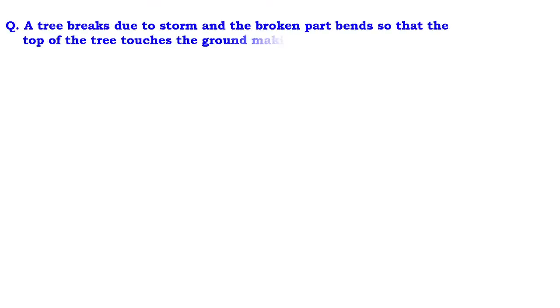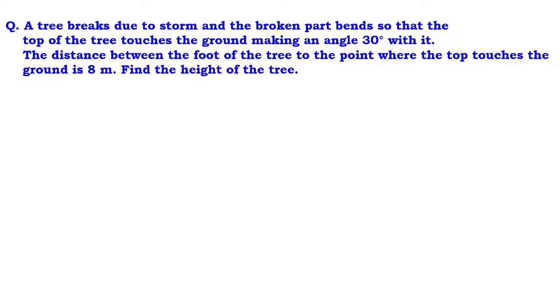Okay, ready now? Few more tough questions now. Ready? A tree breaks due to the storm and the broken part bends so that the top of the tree touches the ground, making an angle of 30 degrees with it. The distance between the foot of the tree to the point where the top touches the ground is 8 meters. Find the height of the tree.